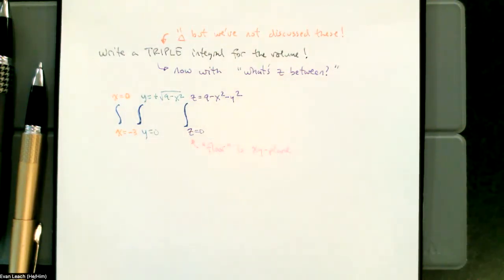So Z equals 0 is describing the floor. That's the XY plane above that region in the XY plane. The Z value of everything on that region was 0 because it's on the XY plane. And the ceiling was the function.